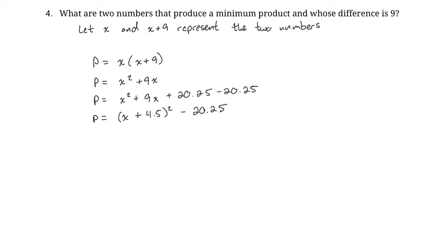So this is what you should have gotten in vertex form. So this is our minimum product. And our x value, our first number, is just 4.5, actually negative 4.5. And it's negative because remember in vertex form of an equation, this should be x minus whatever your number is. So realistically, we would have x minus a negative 4.5. So our x value is negative 4.5, but we need to find our second number here.